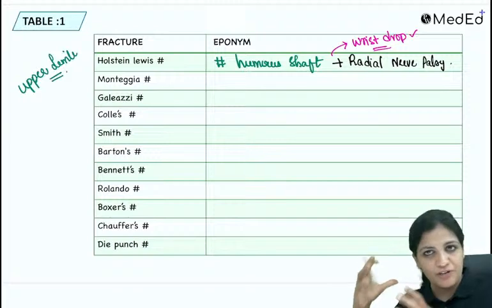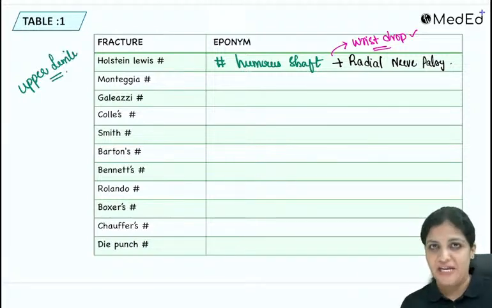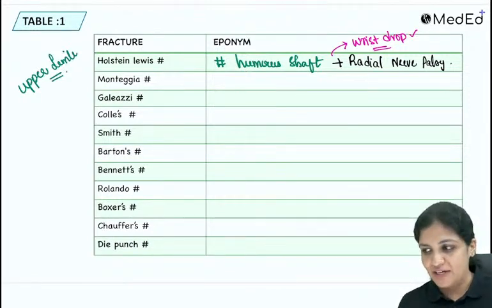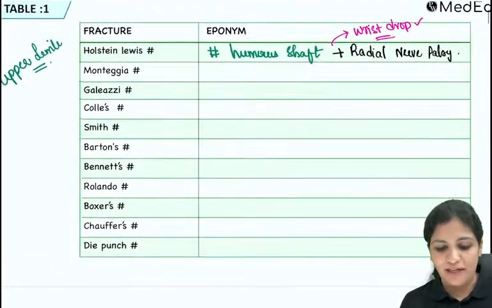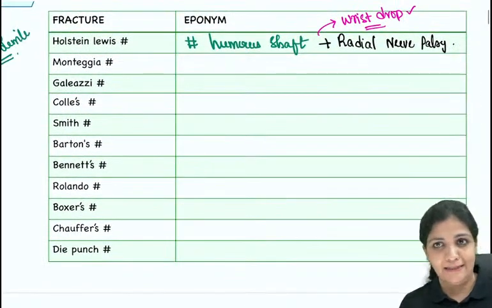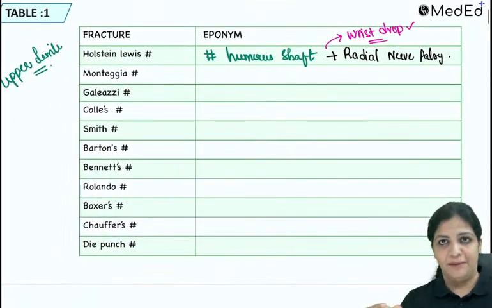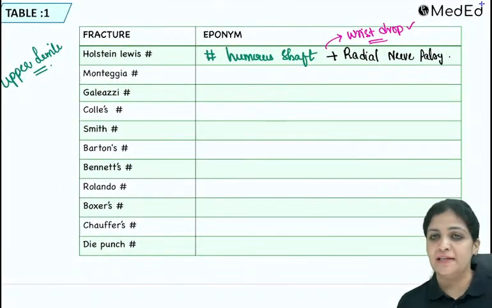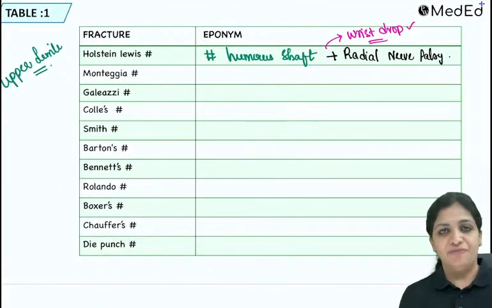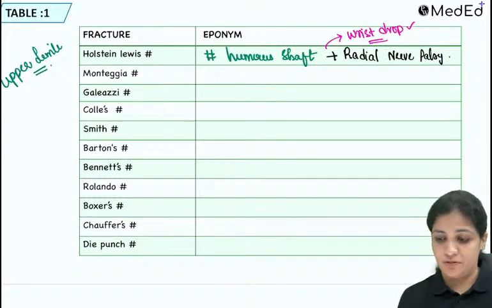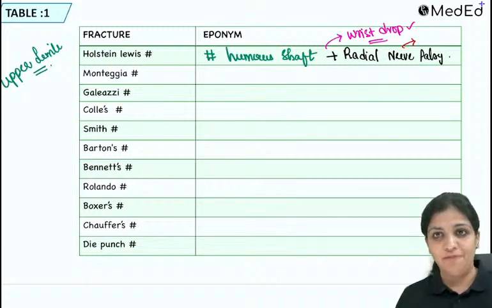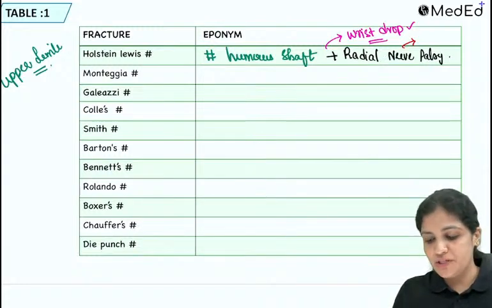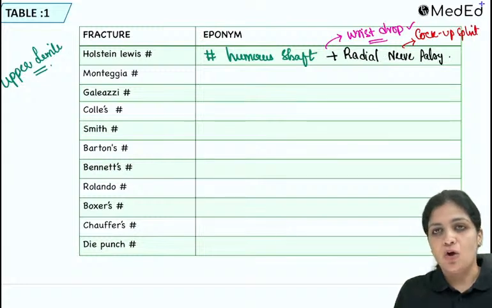So whenever there is a wrist drop with the humerus shaft fracture, then that particular fracture is called the Holstein-Lewis fracture, right? So very, very important. It is usually asked in the exam. And how this can be asked, if even the fracture name was not asked or the palsy was not asked, they will ask you what is the splint used in this radial nerve palsy. So what is the splint which is used here? It is the cock-up splint. So the splint which is used is the cock-up splint.